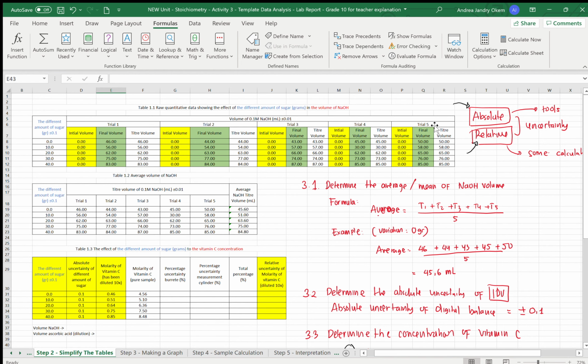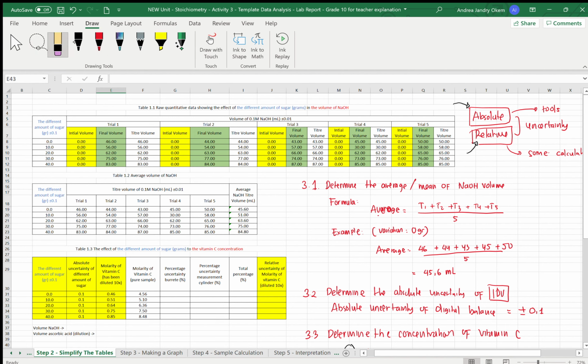Absolute if we just directly use one tool. Okay, so absolute uncertainty we can use if we just use one tool. But to determine the concentration of vitamin C or ascorbic acid, we need to use several tools. So that's why instead of absolute, we need to use the relative uncertainty. And also because we used several measurement tools, it means we are going to do calculations.